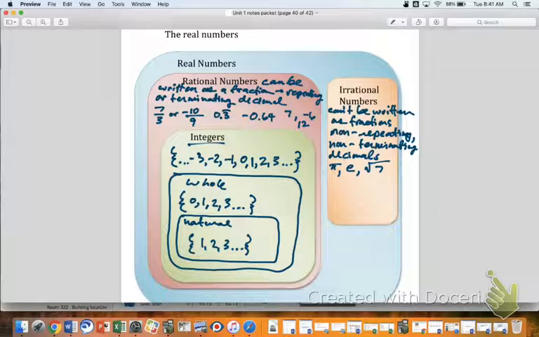And then finally, any square root that's not a perfect square. So square root of 7, square root of 31, square root of 10, any of those are irrational. They cannot be written as a fraction. They're non-repeating, non-terminating decimal numbers.